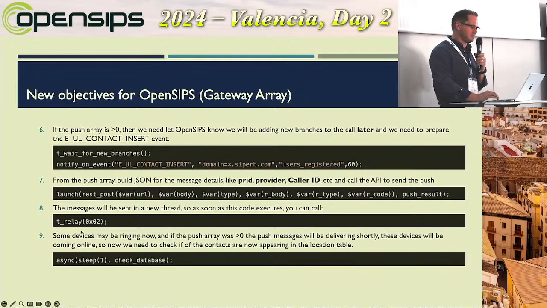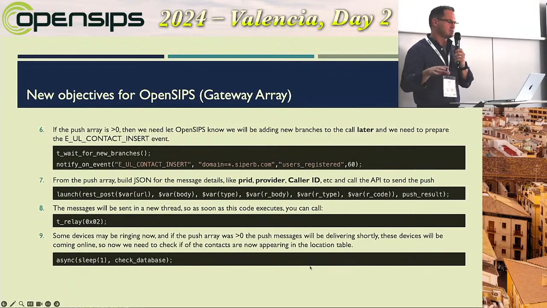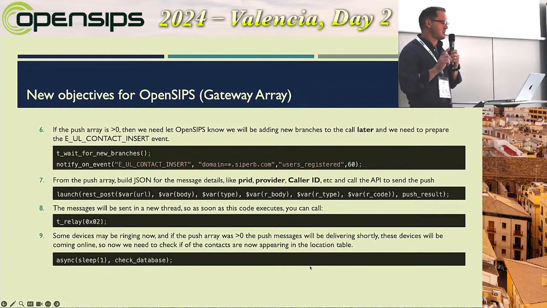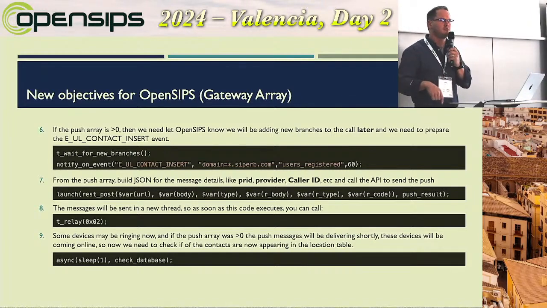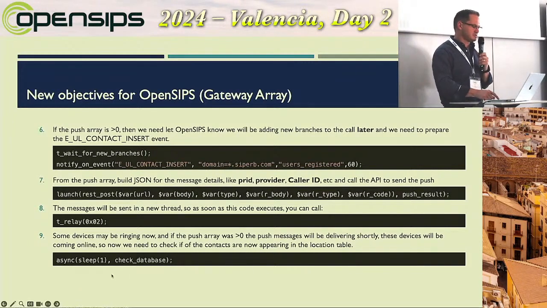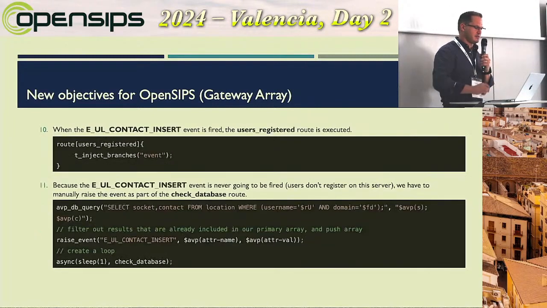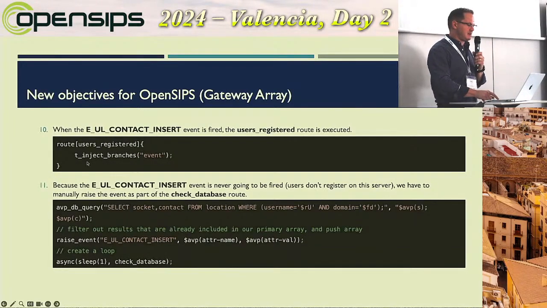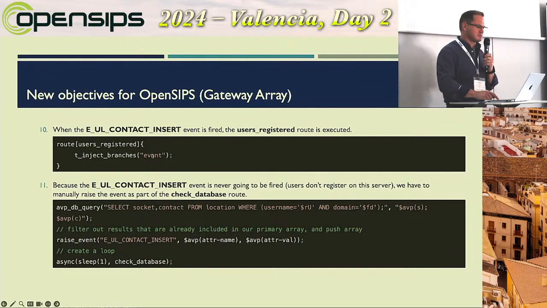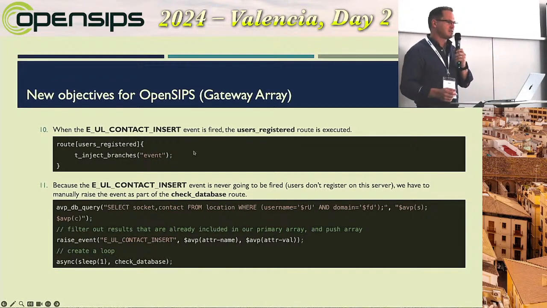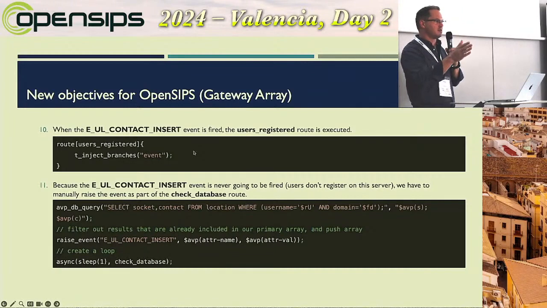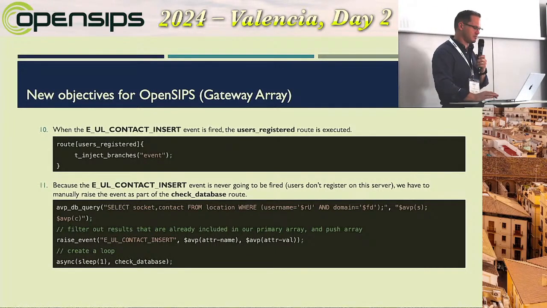So right now, some devices will be registering and users will be coming online. So I need to check my database for these new people coming online. So I use sleep and I wrap it up in something called async with a route called check database. So essentially, in 1 second, go to this route. And in that route, I simply have the t inject branches as a method, which then injects the branch into the transaction. Pretty straightforward. So this is that new branch that we talk about.